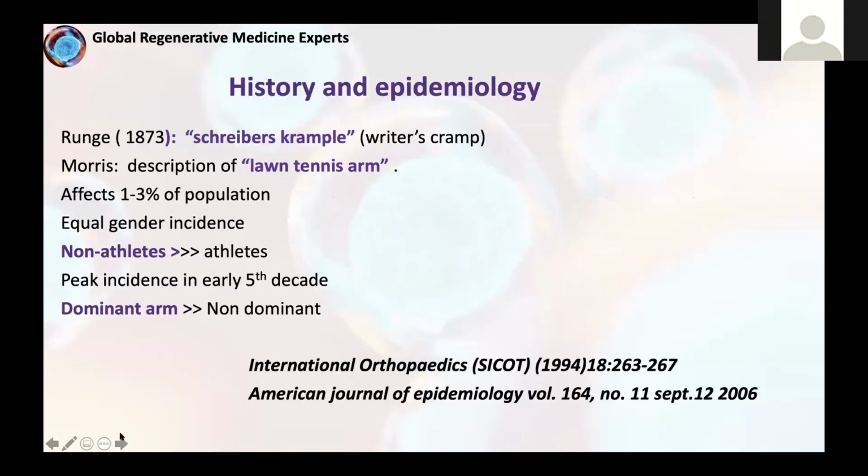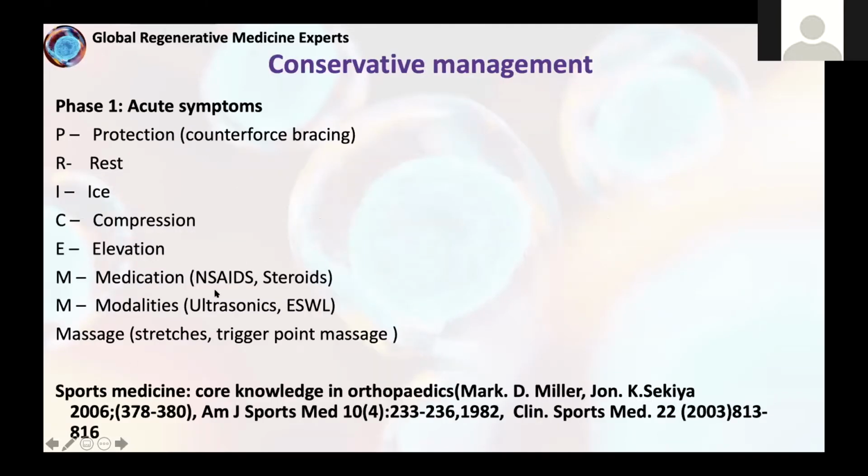They have been given various names in the past, like Reiter cramp, lawn tennis, and as I said, they are more common in non-athletes and they are more common in the dominant arm. Now, during the initial stage, we try this, which is called PRICE, in which we add medicine and different modalities.